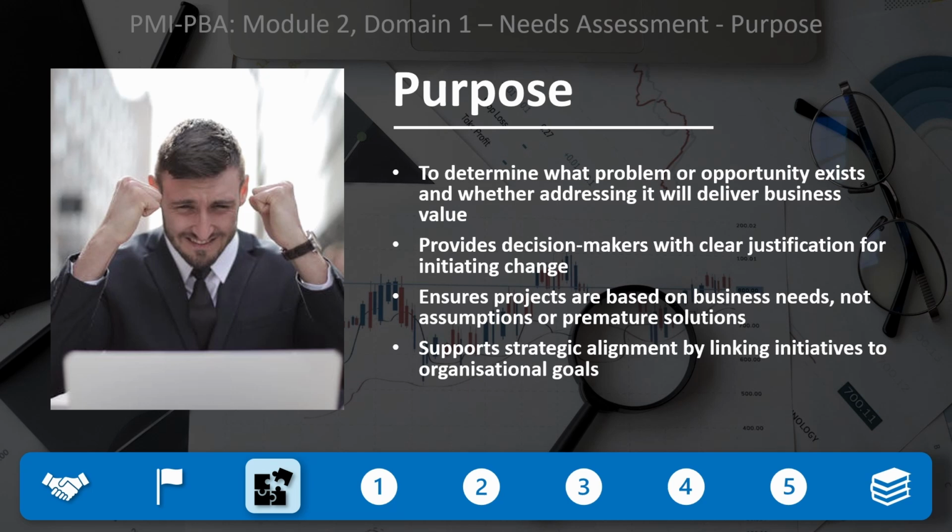At its heart, the needs assessment provides decision-makers with a clear justification for change. It answers questions such as, what exactly is the problem or missed opportunity? What will happen if we do nothing? And, most importantly, how will solving this problem contribute to organizational goals and stakeholder value?